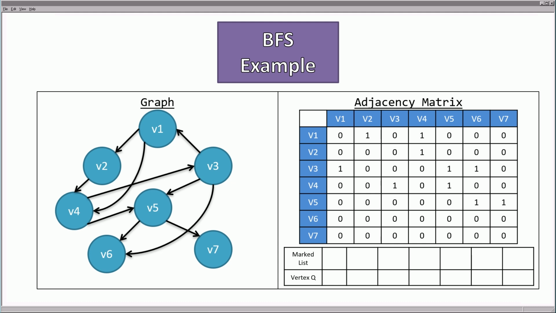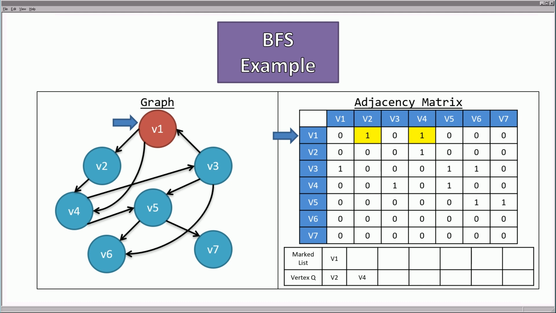Let's assume that we start from vertex V1. Starting from vertex V1, we go ahead and add it to both the marked list and our vertex queue. Now after we've added this to the marked list and the vertex queue, we immediately dequeue the vertex queue. Doing this, what we do is add all of its neighbors to the queue. So let's dequeue V1. Now we add its neighbors, the outgoing edges. In other words, values that are not 0, which is vertex 2 and 4. These get added to the queue.